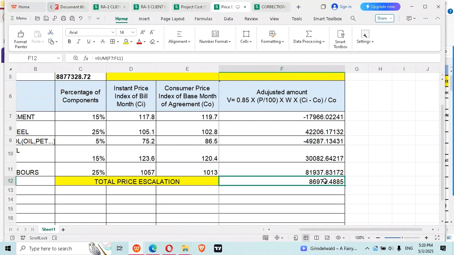If it is negative, like this one, it means the prices have fallen or decreased. In that case, if it is negative, the contractor should pay that amount of money to the client. Understood? So this is overall the concept of price escalation or price adjustment, and it is very important.